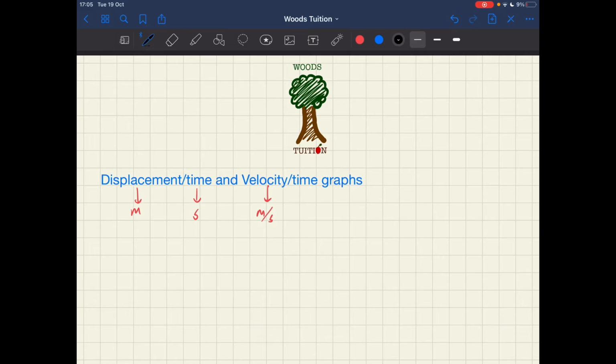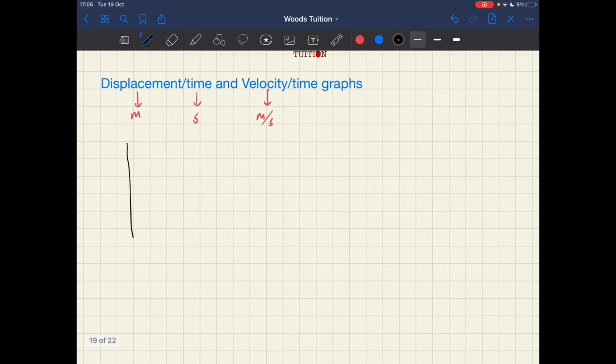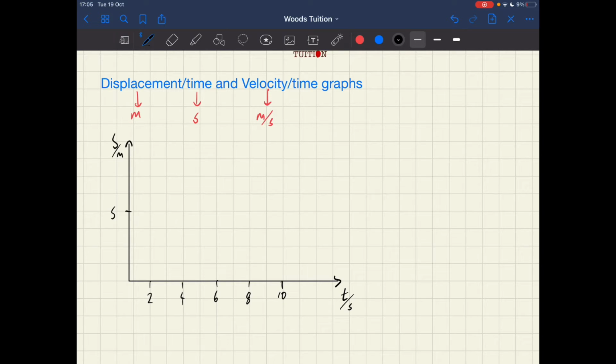In a displacement time graph, it would look something like this. On the y-axis you will always have displacement, and on the x-axis you will always have time. Displacement is measured in meters and time is measured in seconds. You would then have some units, and we'll just go to 10, and up to 5 on the y-axis.